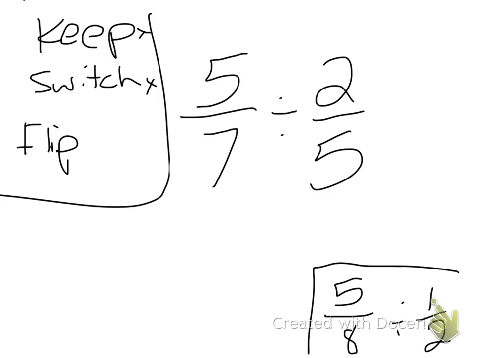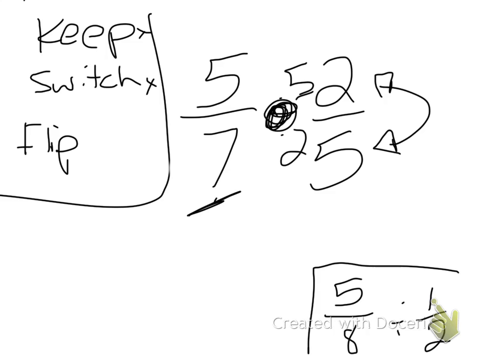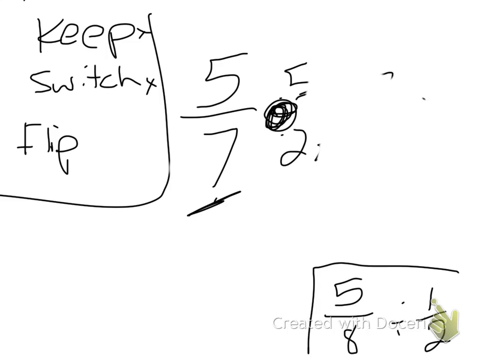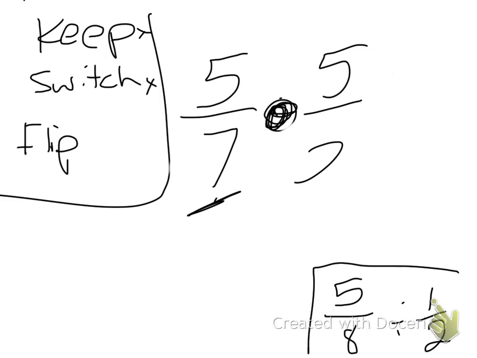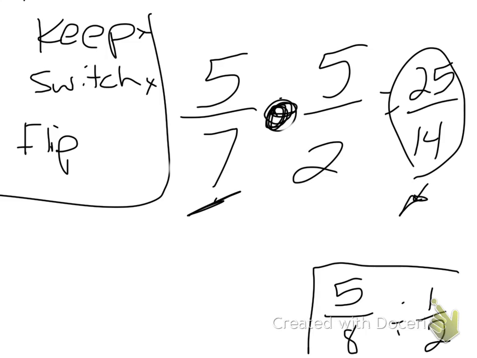Okay, so we're going to keep this, we're going to switch this, and we're going to flip. So this is going to become 5/2 instead. So I'm going to rewrite that here. There's nothing that I can do right there that will cancel it out. So it'd be 25/14, which then becomes 1 and 11/14.